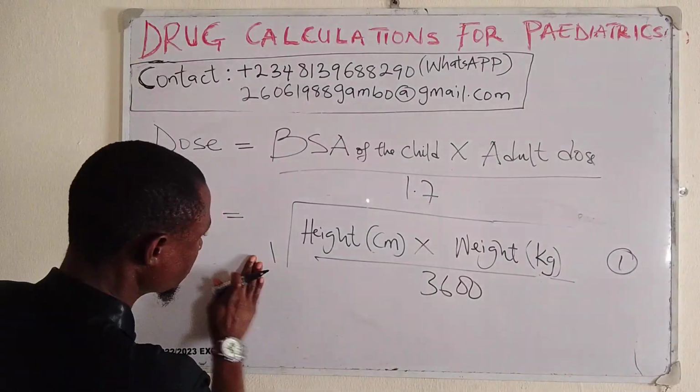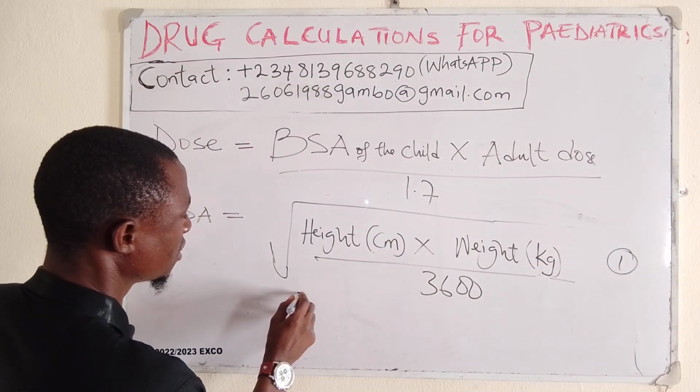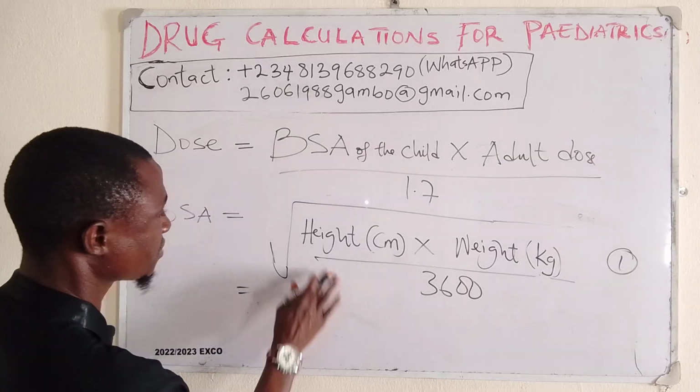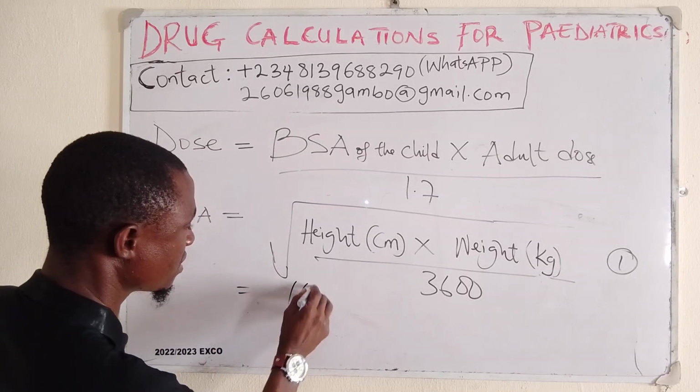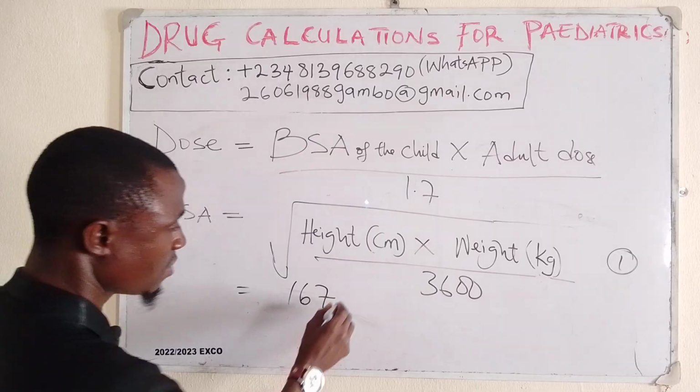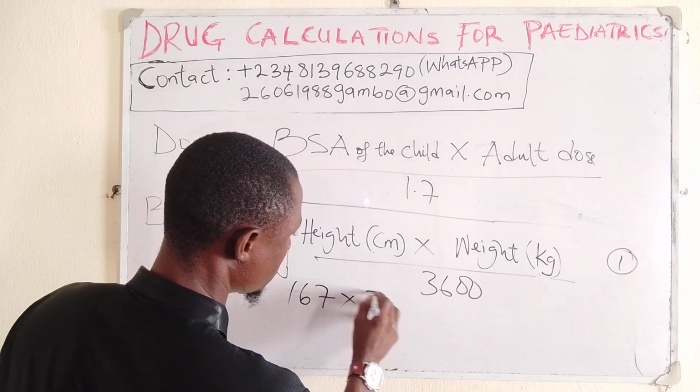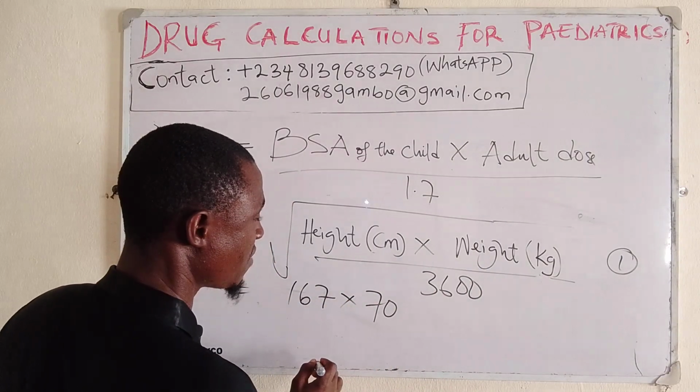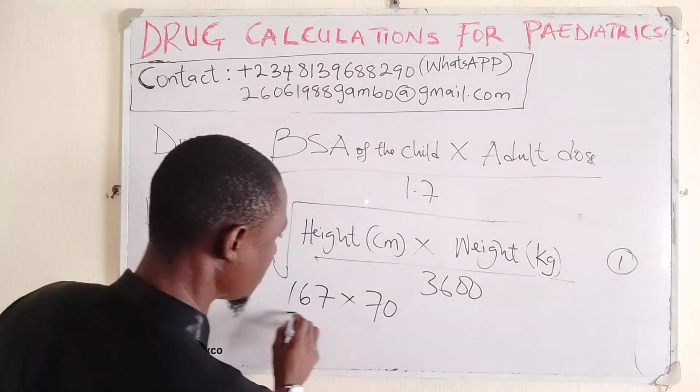Now, from here, body surface area will be the height of the patient, which was given to be 167 centimeters, multiplied by the weight that was given to be 70, which is the average adult weight in kg, over what?